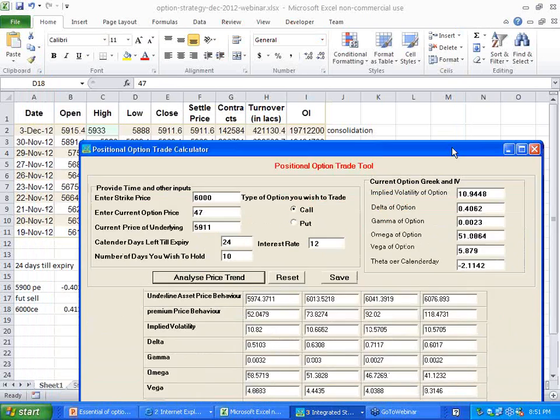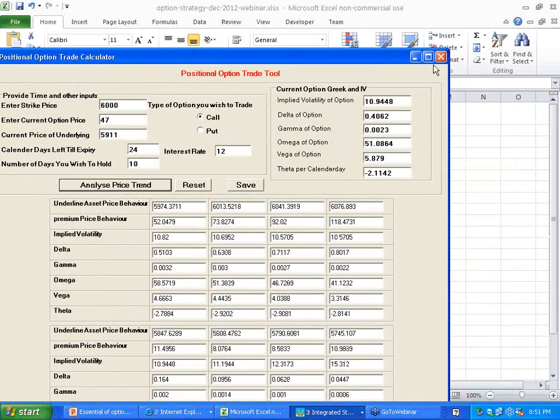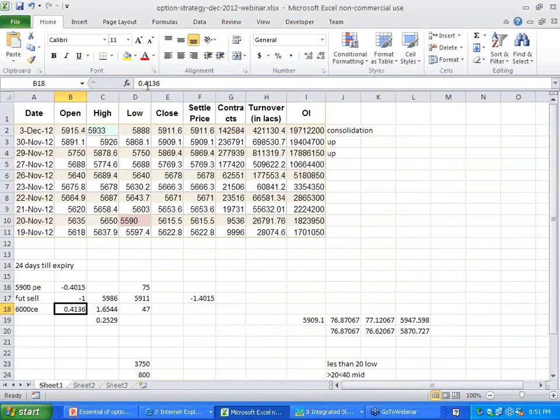It is giving me 0.4062. This is the delta I have got. What does this delta say? Future is 100% risk. If I am buying a put option, then this has 0.40 risk, meaning 40% risk. If I am buying a call option, this too is a 40% risk. Here I have just sold a put option, so my delta I can reduce here.